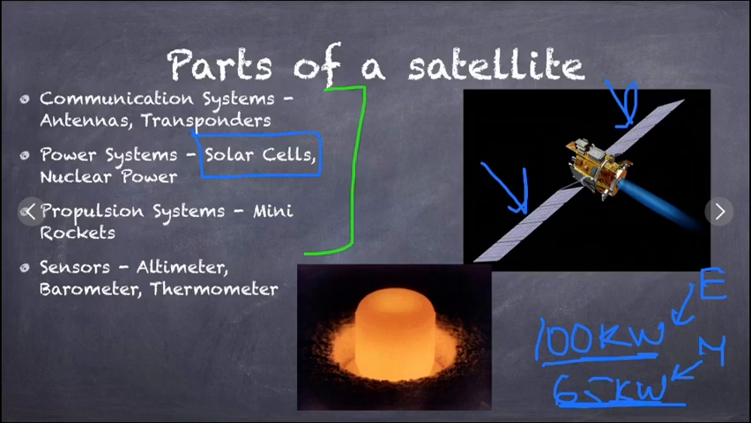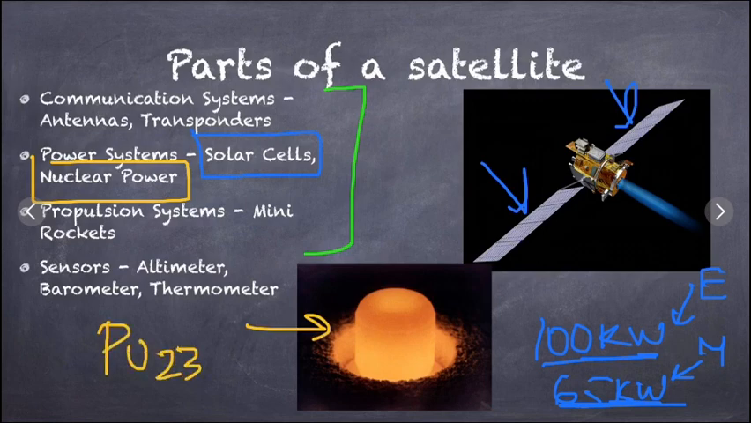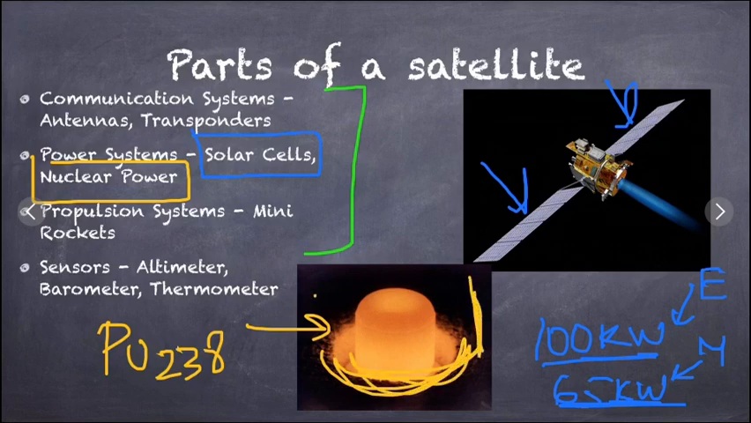To overcome this power loss, there is another alternative, which is using nuclear power. Here you see a piece of Pu-238, plutonium 238. It is a radioisotope of plutonium, and whenever it decays, it releases a large amount of heat. These are surrounded by thermoelectric generators, which are basically ceramic plates that convert this heat energy into electrical energy. This is the power system.